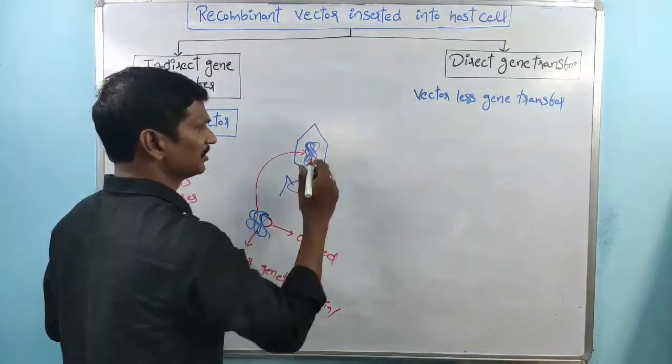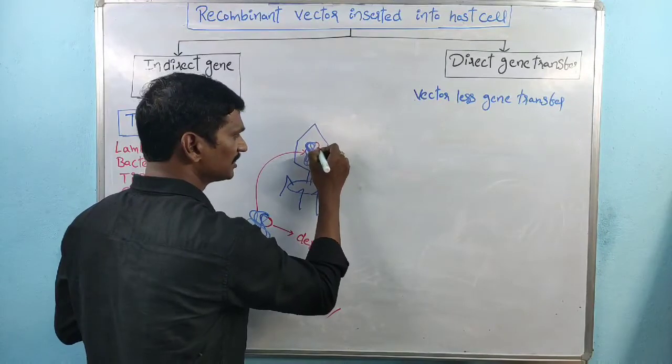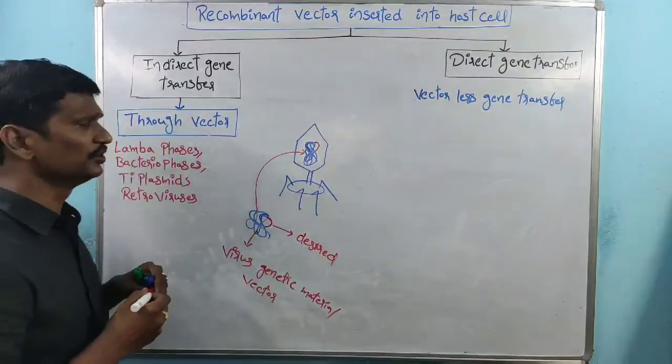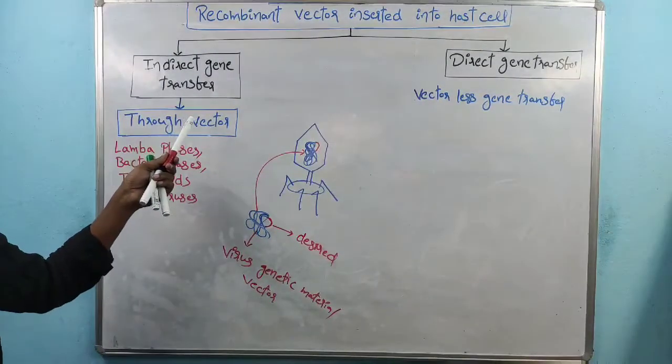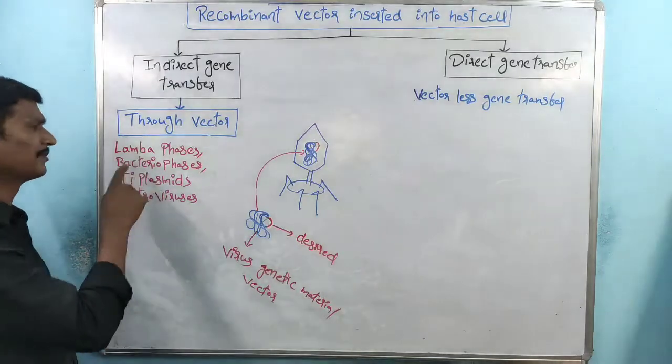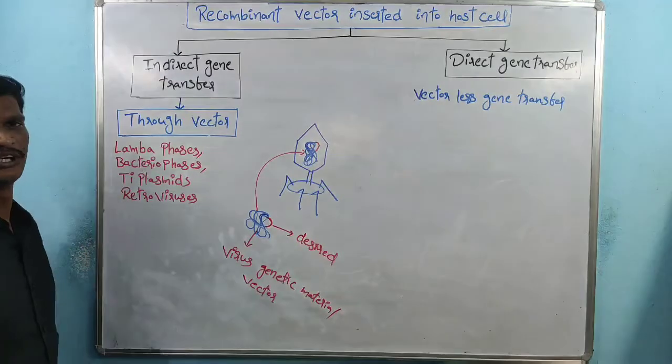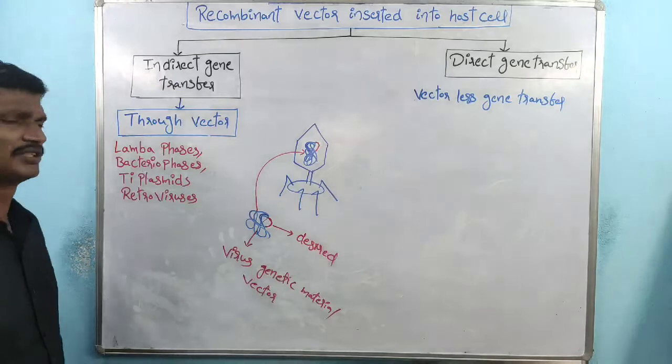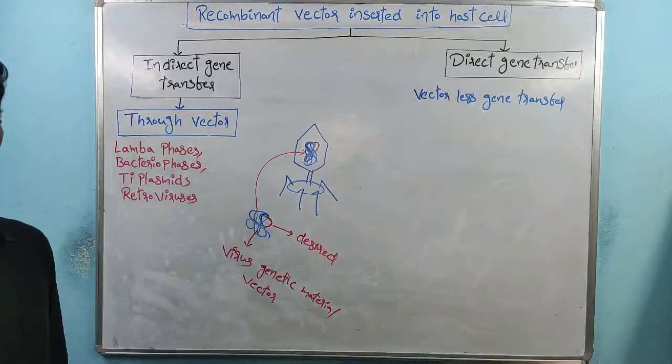In that, our desired gene is present. So this is one of the vector mediated methods. In that same manner, lambda phage and bacteriophages are also involved in gene transfer. And coming to the next one, Ti plasmid.